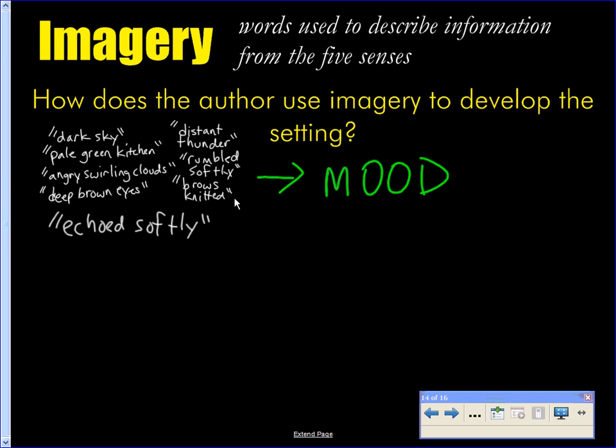It was like the dark sky. Uh-huh. Like, I don't know, sad or something. Okay. If you see a dark sky, you see angry swirling clouds, and you hear distant thunder, what's your emotional reaction?